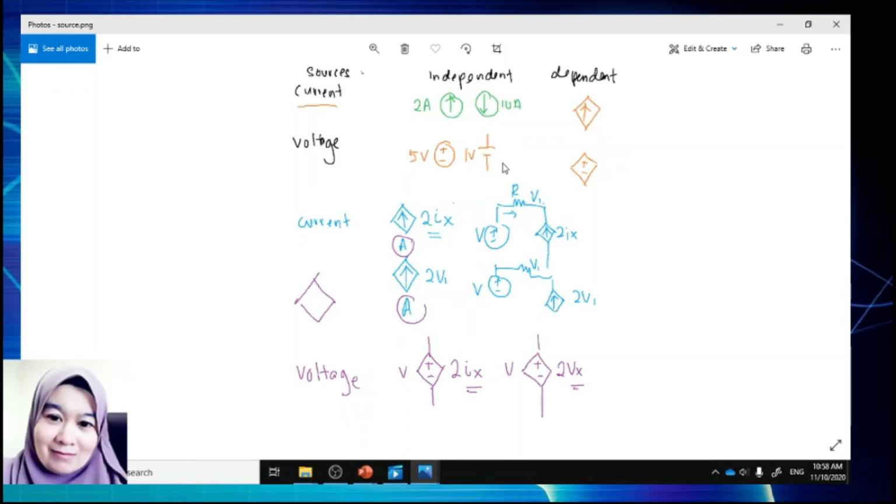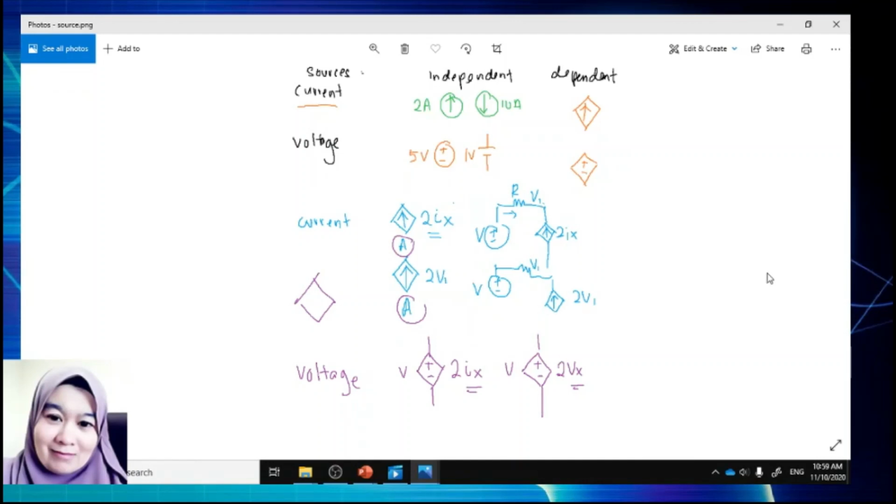Then there are the dependent current source and voltage source. There will be this box, like this, and the arrow shows the current and the plus and minus show the voltage. The direction can be up or down. It is the same for voltage, it can be negative, positive, or positive and negative. So you can see this also for the dependent current and voltage sources.